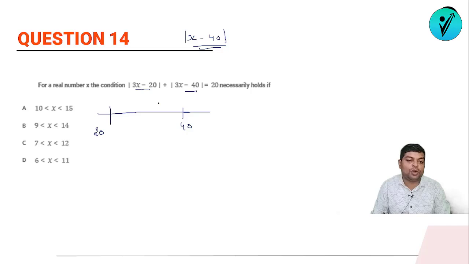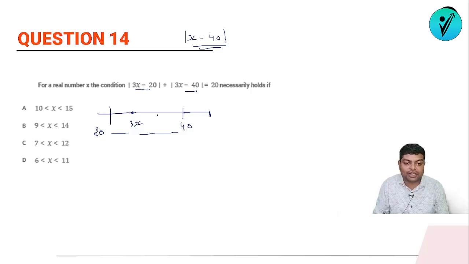This will be feasible only if you keep your 3x somewhere in the middle of 20 and 40. For example, if I place it between 20 and 40, then 3x minus 20 will represent this distance and 3x minus 40 will represent this distance. The total distance is 20. The distance between this plus this, if you add both distances, it will be 20. Imagine your 3x is not here. Suppose 3x were here, then if there is some distance from here to here, obviously it will be something more than 20, plus this distance, so obviously it will be more than 20.